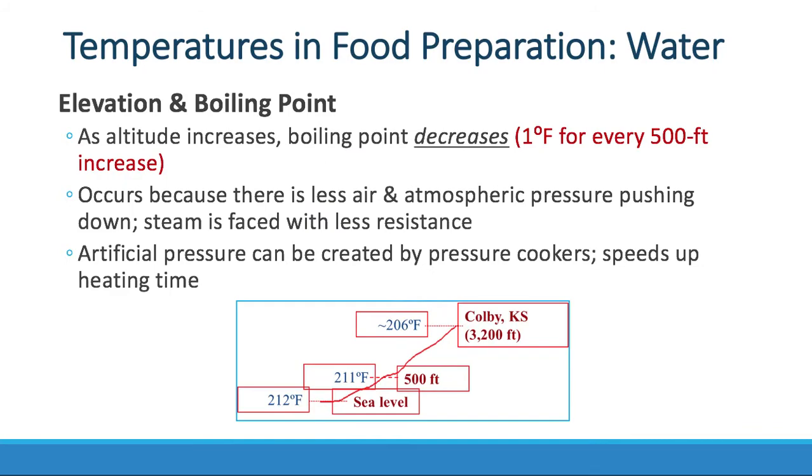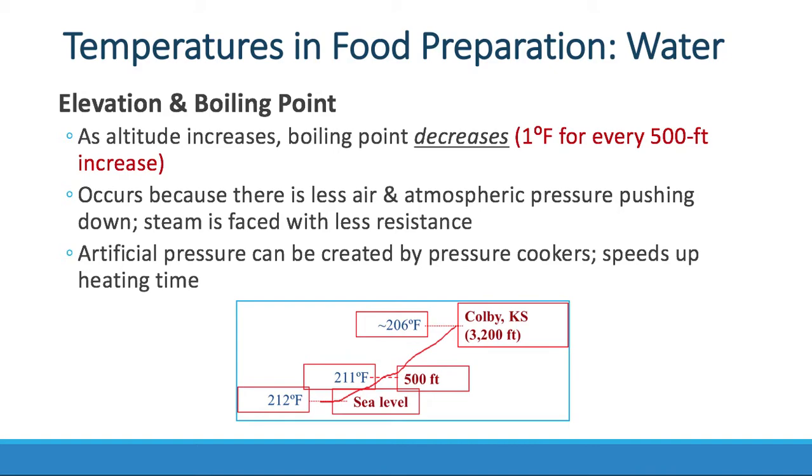So I mentioned sea level a few times, and this is because a change in elevation changes the atmospheric pressure that's pushing down on the Earth's surface. An increase in elevation causes a decrease in boiling point by 1 degree per 500 feet. Again, this is because there's less air, less atmospheric pressure pushing down on the Earth's surface, and therefore our water can boil at a lower temperature. So the steam is faced with less resistance than it is at sea level.